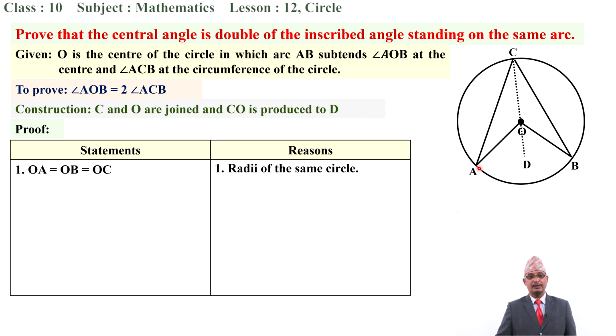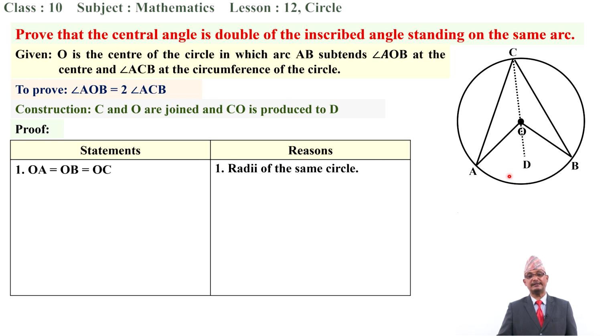After writing OA equals OB equals OC, what type of triangle is AOC? Yes, you are correct. AOC is an isosceles triangle because two sides OA and OC are equal. In any triangle, if two sides are equal, that is called an isosceles triangle. Similarly, BOC is also an isosceles triangle because two sides OC and OB are equal. And we know that base angles of an isosceles triangle are equal.